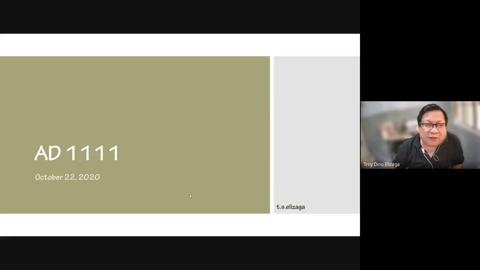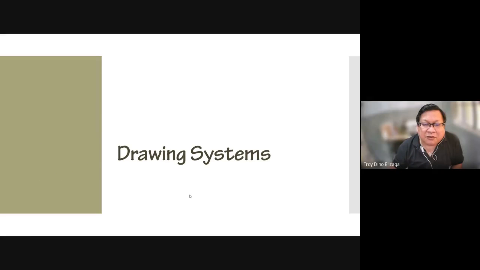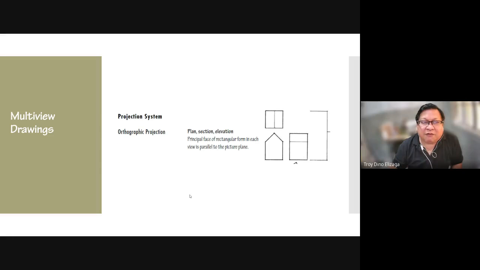So, for today, we are going to talk about one of the drawing systems that we have. But before that, we have to review what these drawing systems are. There are three of them, and we already tackled the first one last meeting, which is about multi-view drawings. The projection system used in multi-view drawings is called orthographic projection, and there is where we learn how to generate the top view, the front view, and the side view. And we also had a homework related to that.